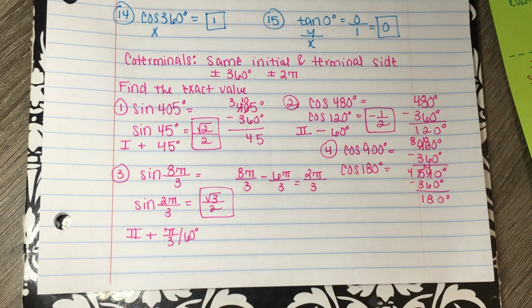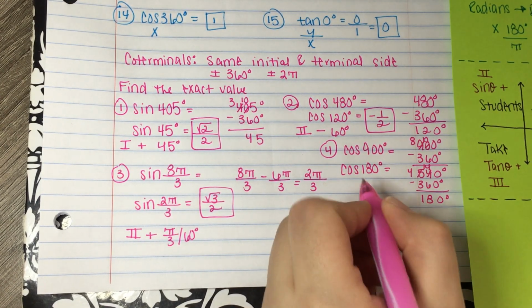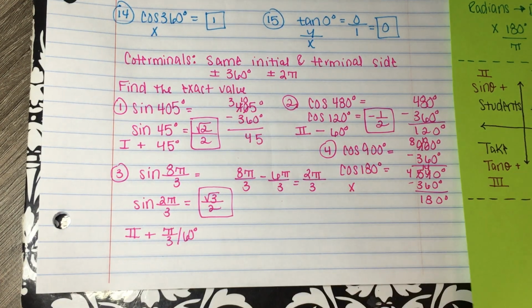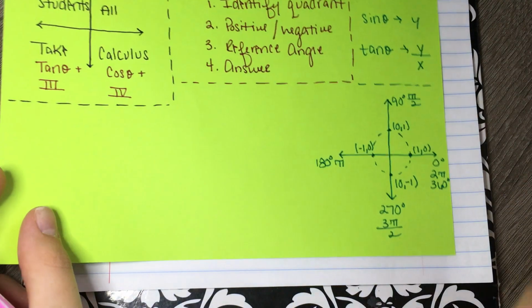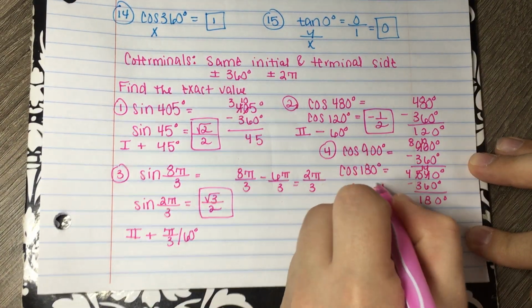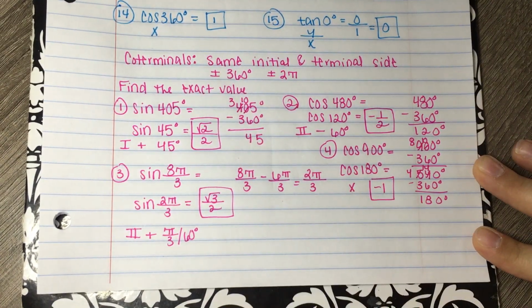180 is also pi, and some bells should be going off in your head that this is a quadrantal angle, which means I just need my coordinate point, which is my x-coordinate. I'm going to take a look at my x-coordinate at 180 degrees, and that is -1. And then there's my final answer boxed in. And then, yay, I did it.